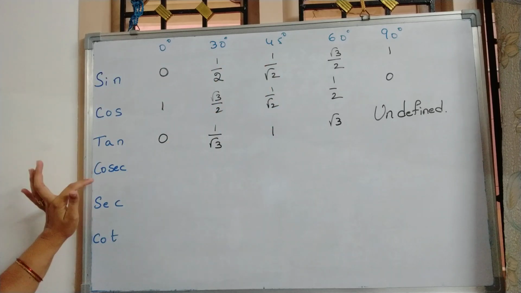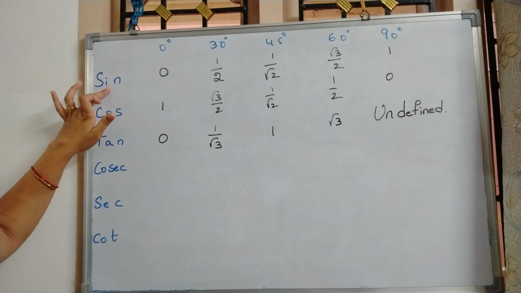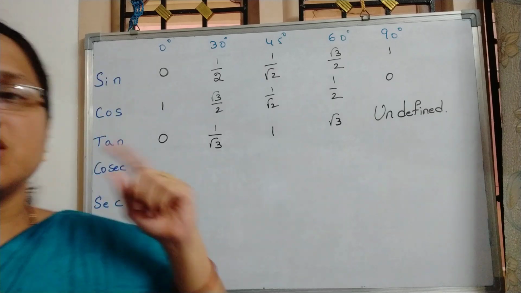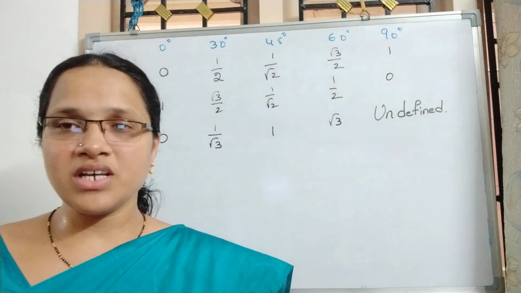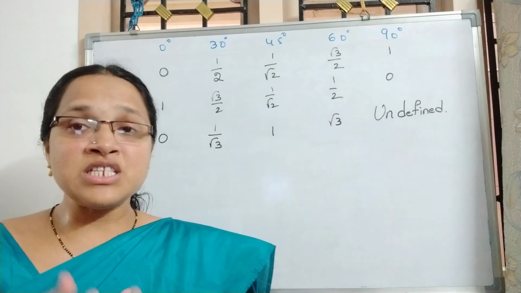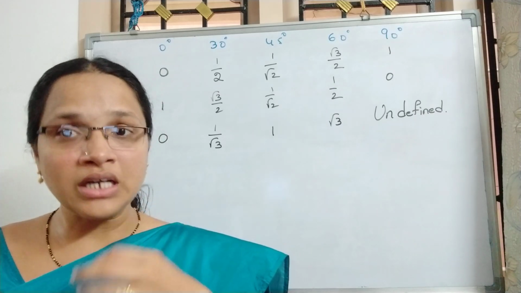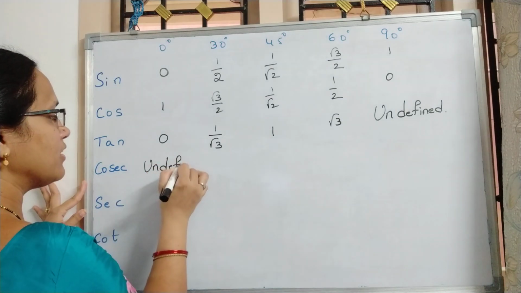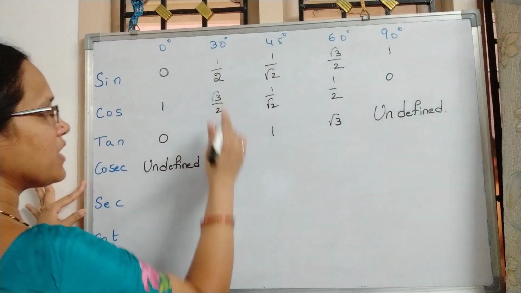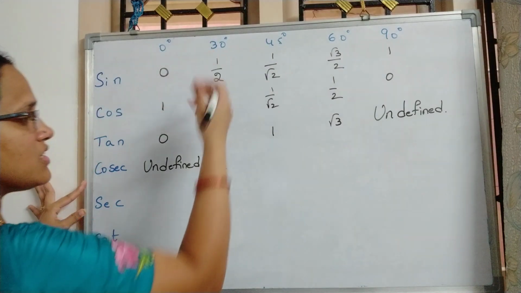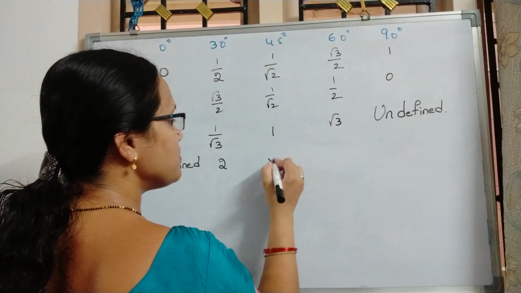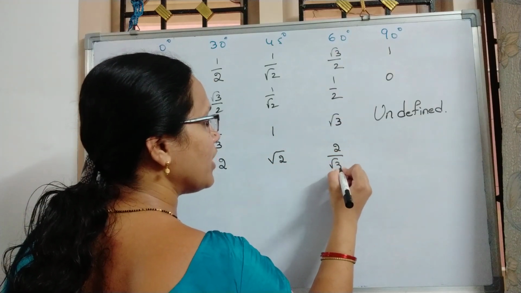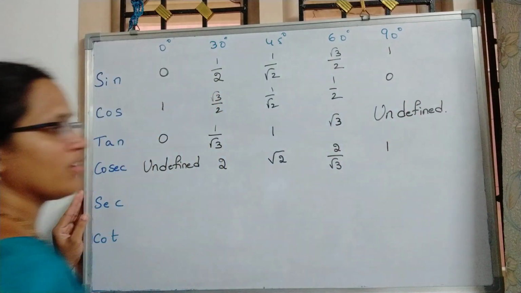Accordingly, let us go with the cosec. Cosec is nothing but the reciprocal of sine. So the sine value is 0. If it is the reciprocal, the 0 goes to the denominator, then the value becomes undefined. Then 1 by 2, if you write the reciprocal, becomes 2. This becomes root 2. This becomes 2 by root 3. And this becomes 1. Is that clear?